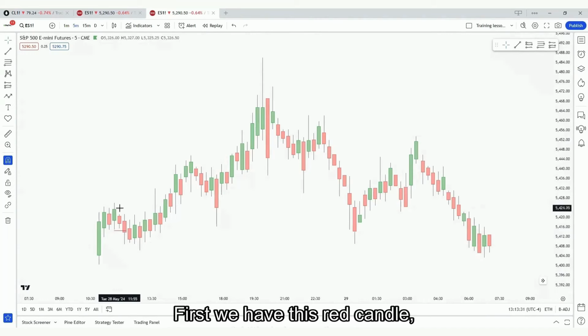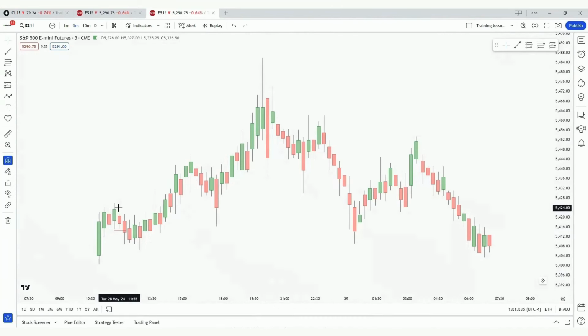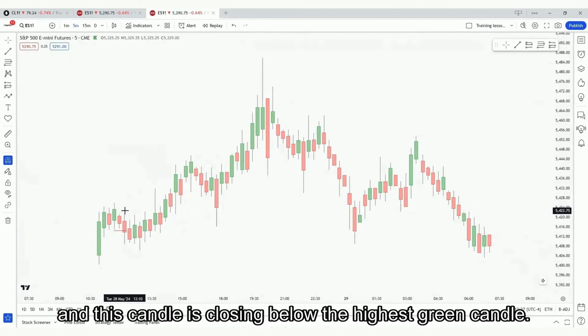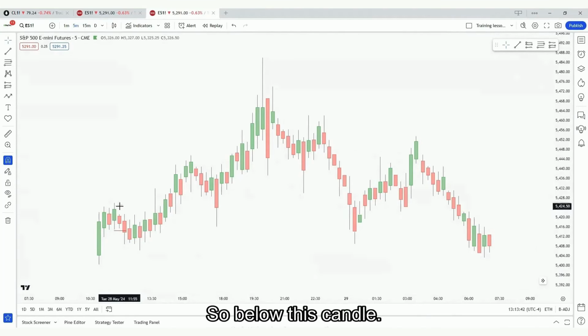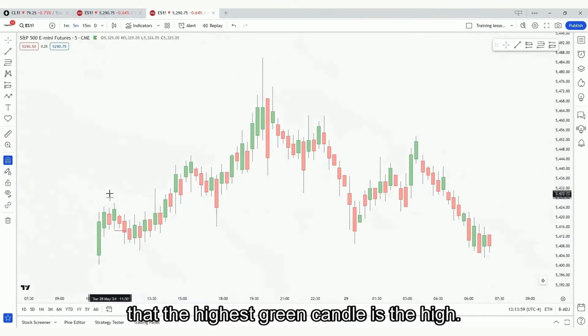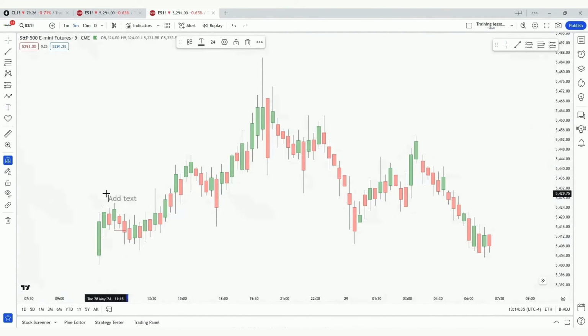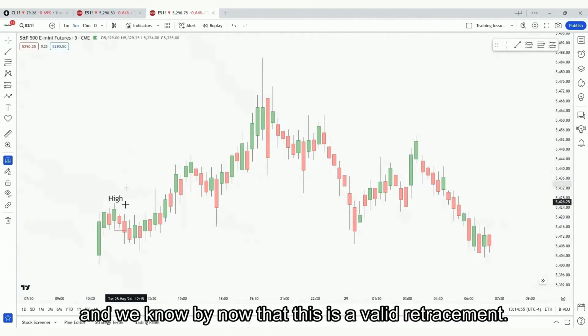First we have this red candle, but this one is not closing below the highest green candle. Then we have the next one, and this candle is closing below the highest green candle, so below this candle. As soon as we see this in an uptrend, we know that the highest green candle is the high. We can mark this as the high. And we know by now that this is a valid retracement.